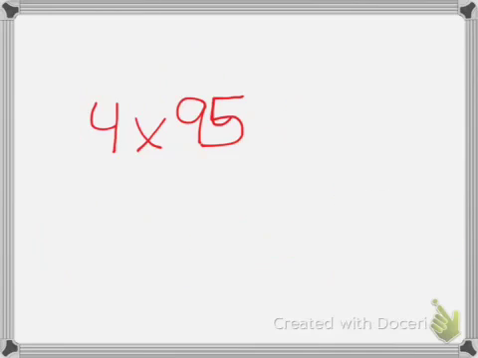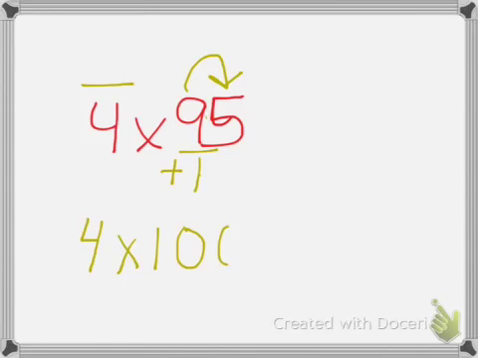And let's do one more just for extra practice. So I'm going to underline the farthest place value, look to the right. That's going to tell me to add 1 to my underlined digit. Now I have 4 times 9 plus 1 is 10, and everything else behind it turns to zeros.